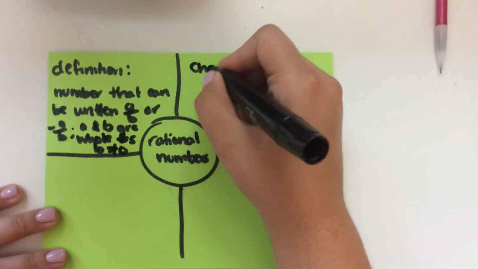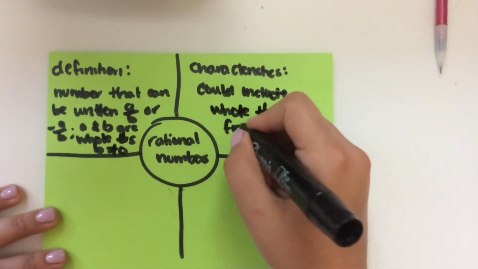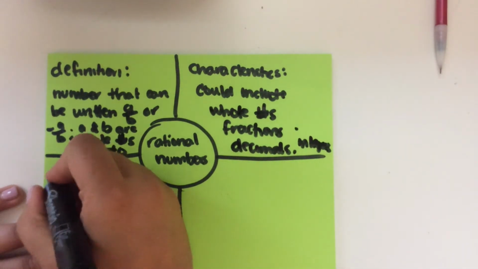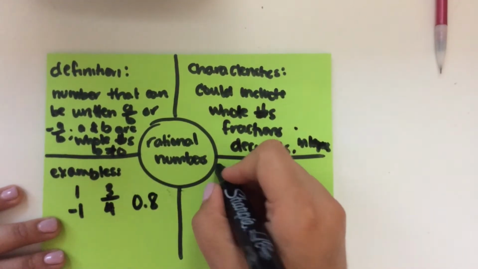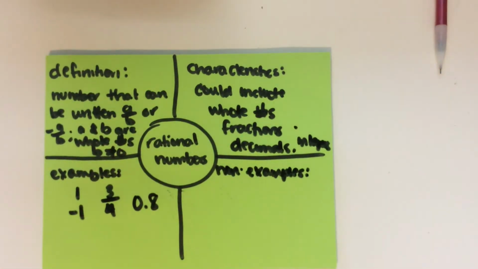In the top right, other characteristics of rational numbers, they can include whole numbers and fractions and decimals and integers. In the bottom left, examples of rational numbers are 1, -1, 3/4, 0.8. And in the bottom right, a non-example would be something like pi.